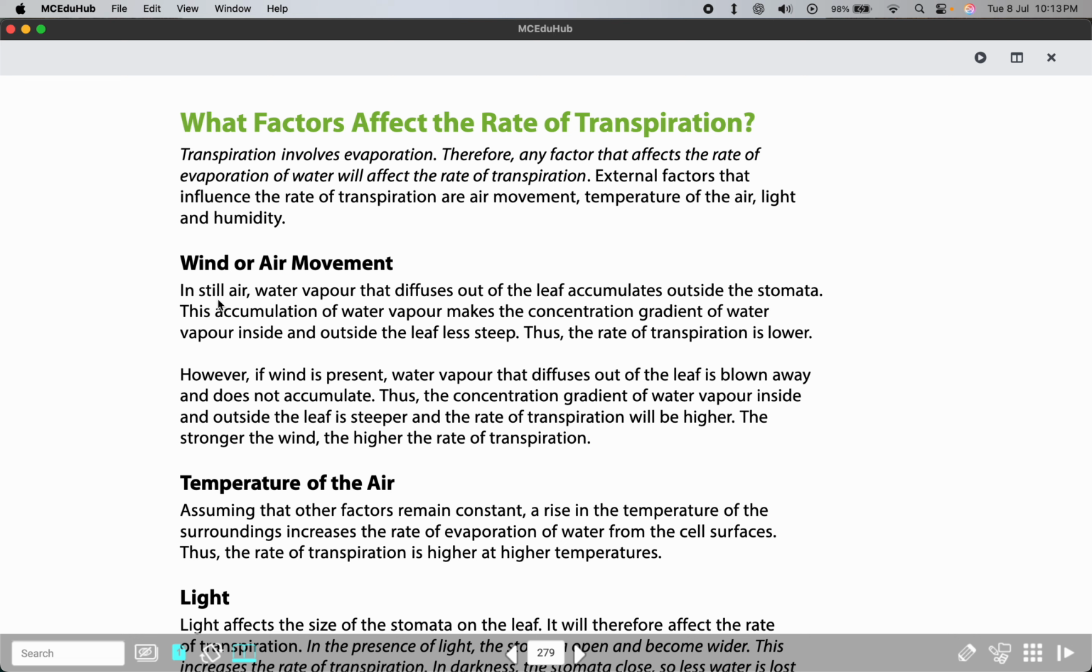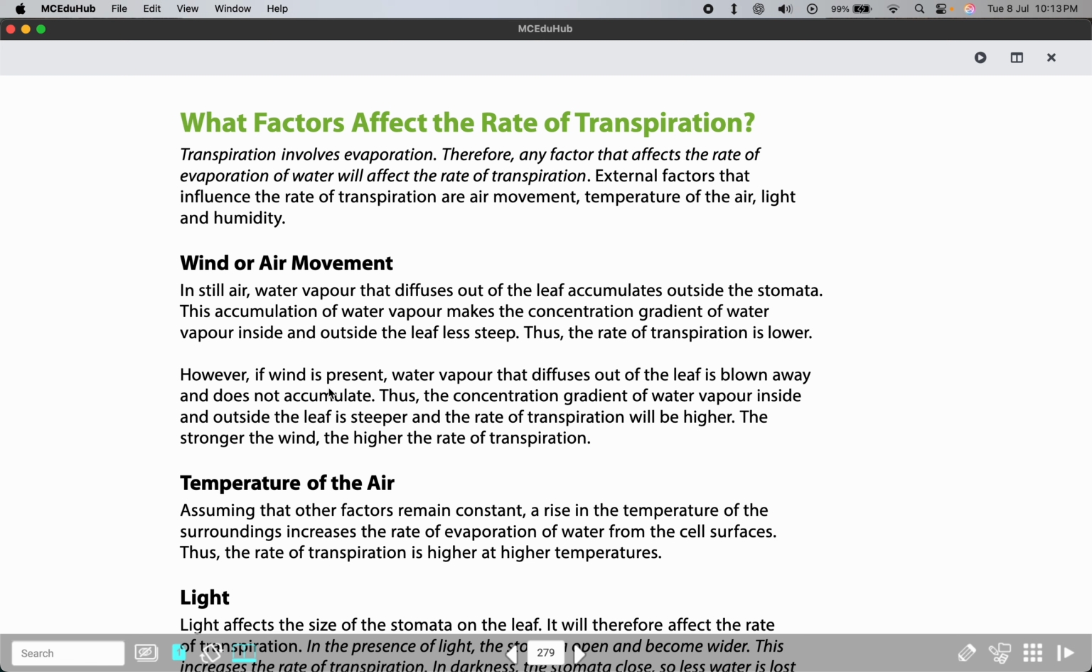In still air, water vapor will diffuse out of the leaves and accumulate around the stomata. Imagine that immediately outside the leaf, there's a bunch of water vapor. This accumulation of water vapor will cause the concentration gradient of water from inside to outside to become less steep. So now the amount of water vapor outside is quite similar to the amount inside the leaf, and so the rate of transpiration is lower.